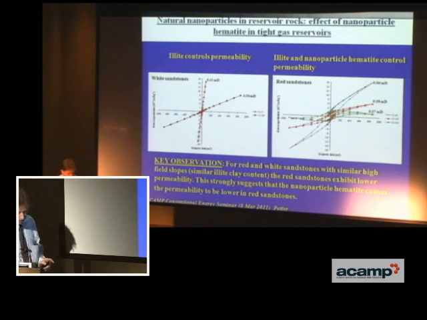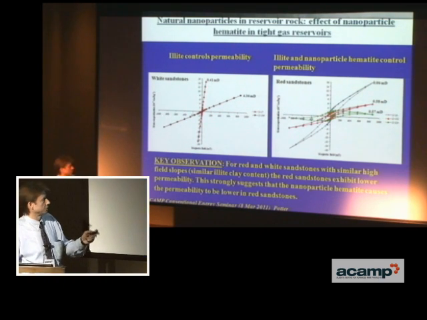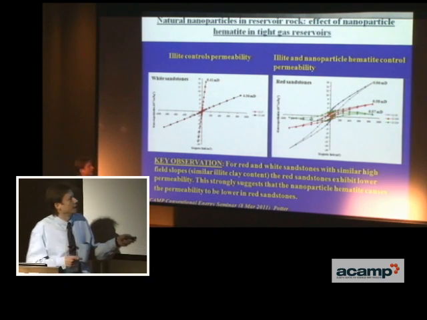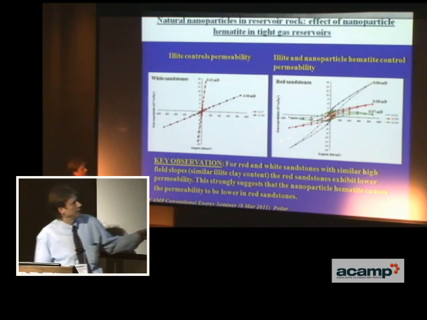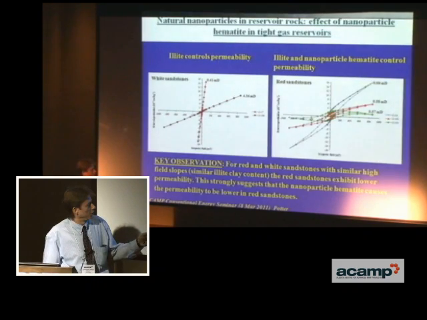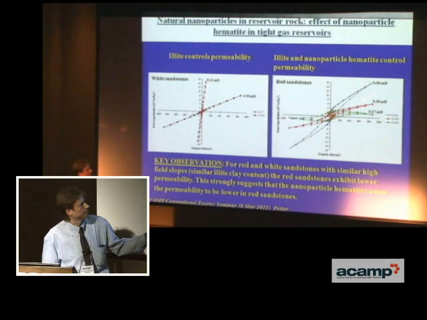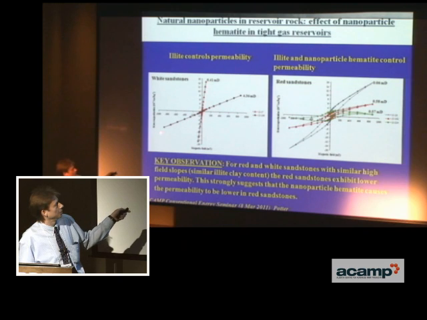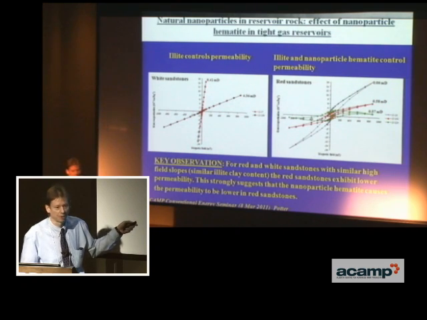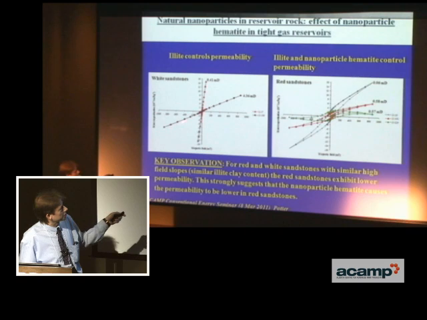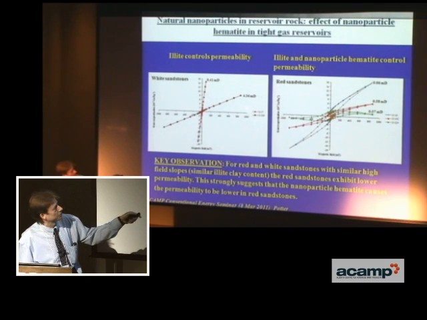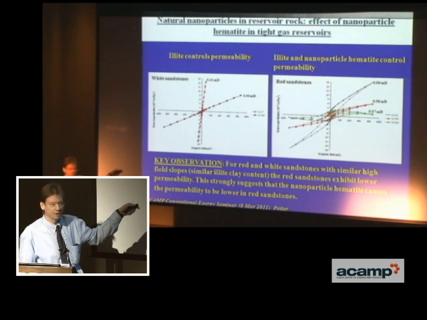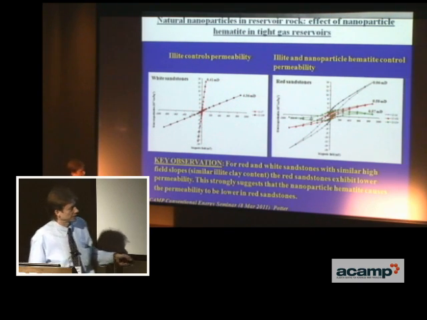Just to give you a very brief idea of natural nanoparticles, in some tight gas reservoirs we see very fine particles, for instance, of hematite. These wider loops here are due to hematite in the red sandstones. You don't get any hematite in the white sandstones, and in the white sandstones the permeability is just controlled by illite. And what we find is the slope of the magnetic hysteresis curve is related to the actual permeability of the rock. So the higher the slope, the greater the amount of illite, the lower the permeability.